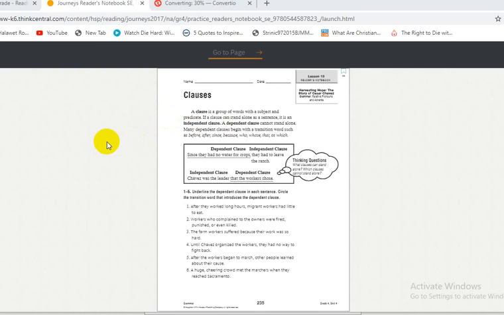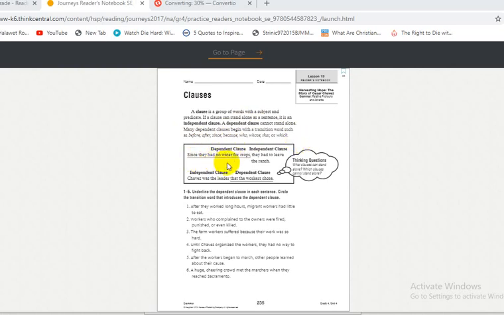Okay, well, let's see the next kind of clause then. A dependent clause. So a dependent clause cannot stand alone. Many dependent clauses begin with a transition word such as before, after, since, because, who, whose, that, or which. Okay, so let's take a look at the example.